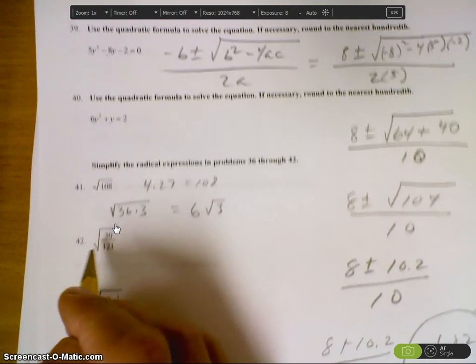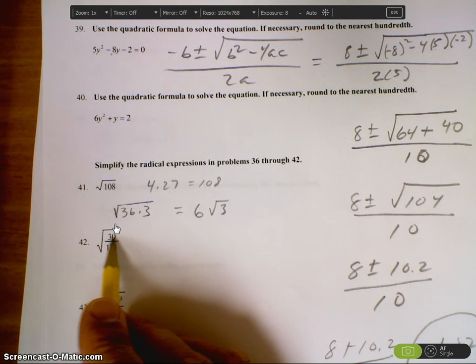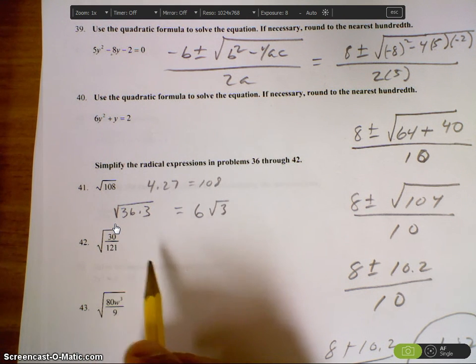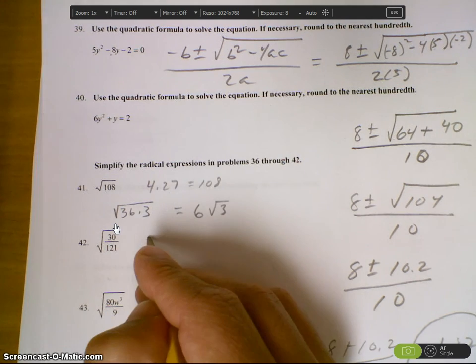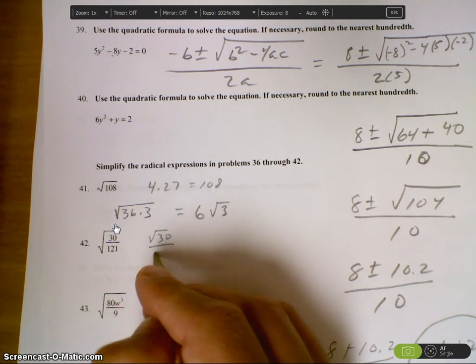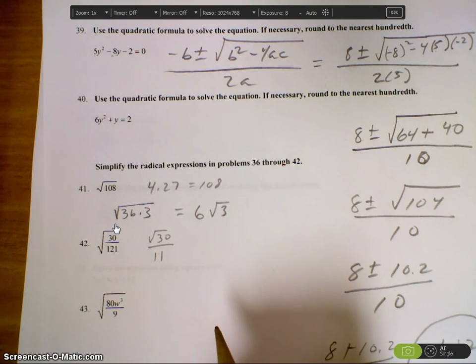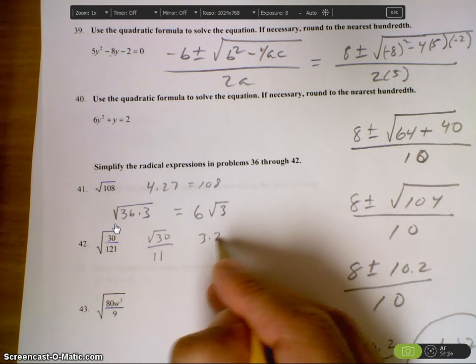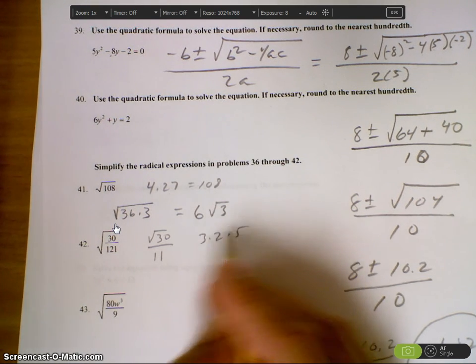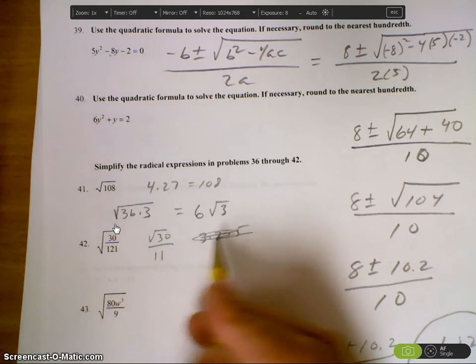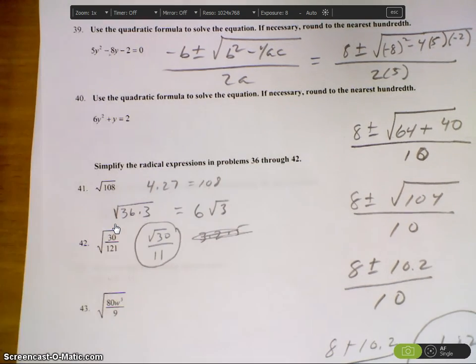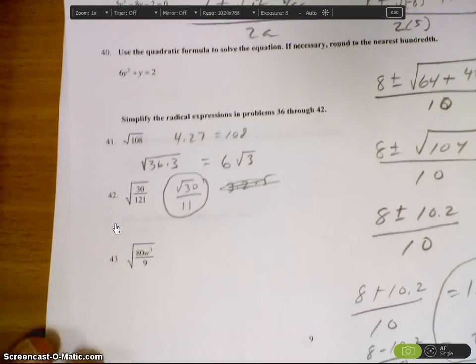All right, 42. 30 is 6 times 5. There's no perfect square in there, but 121 is a perfect square. It's 11. So the square root of 30 over 11 is what we're left with. Again, 30 is 3 times 2 times 5. No number pairs in there. There's not a perfect square hidden in 30. So not a perfect square. Can't simplify it any more than that. That is my answer.